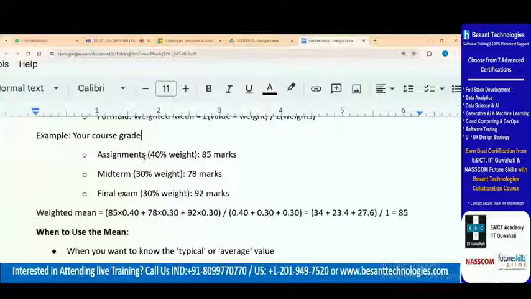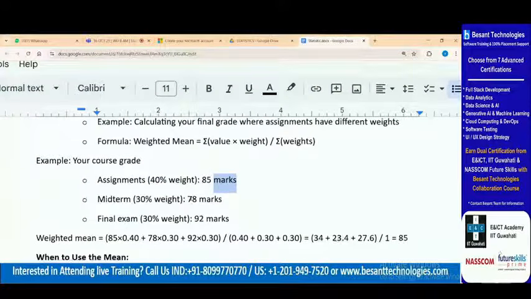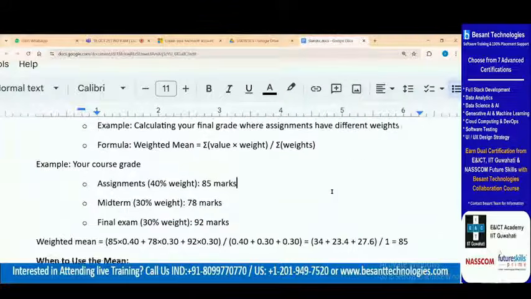For assignments I'm giving one weightage. For midterm I'm giving one weightage. For the final exam I'm giving one weightage. So every column will have some value, no? That value will be multiplied with the individual value. Together we get the sum, and we divide it by a number.